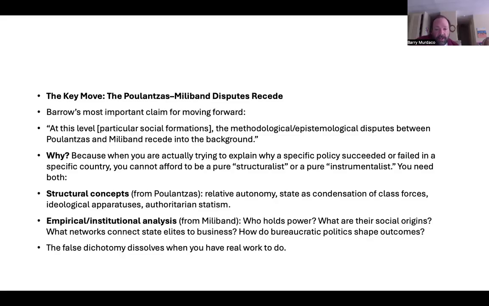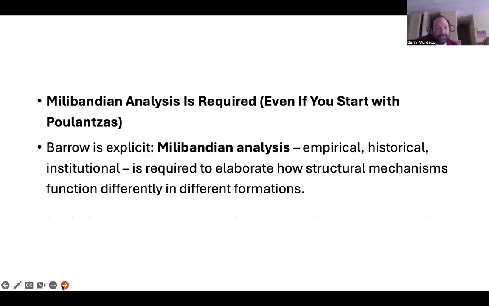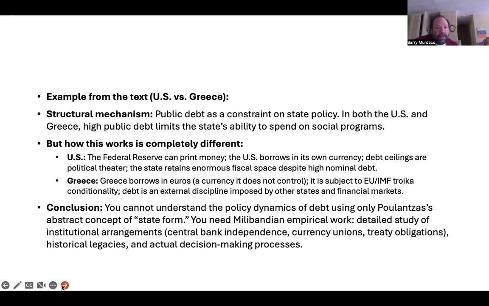Empirical institutional analysis: Who holds power? What are their social origins? What networks connect state elites to business? How do bureaucratic politics shape outcomes? So again, you need both.